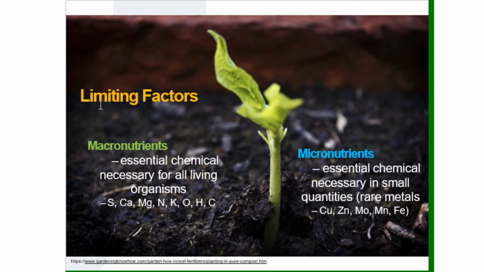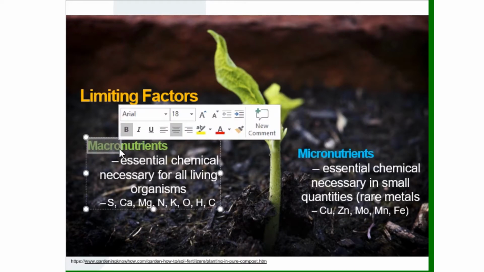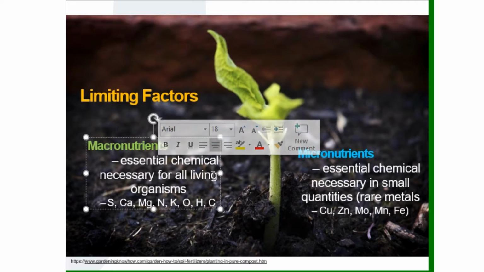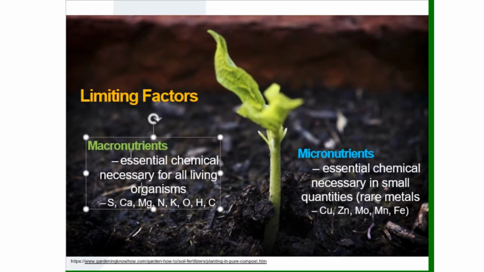Now, these life-important chemical elements can be divided into two groups. One is the macronutrients and the other one is the micronutrients. Macro, from the word itself, means big and huge. These are essential chemicals necessary for all living organisms. Therefore, we could say that the plants need this type of nutrients in a large amount in order to grow and develop.